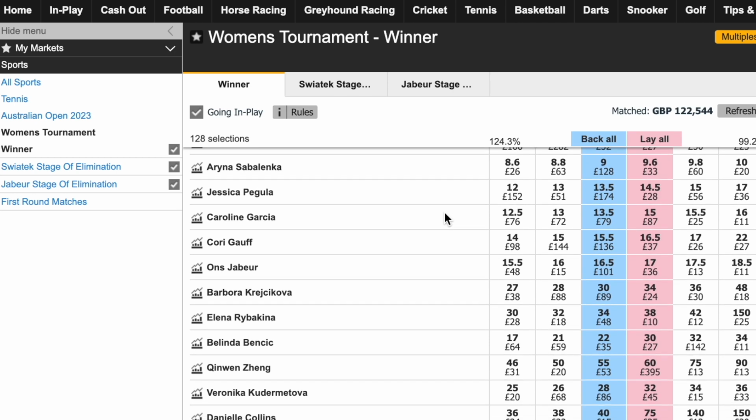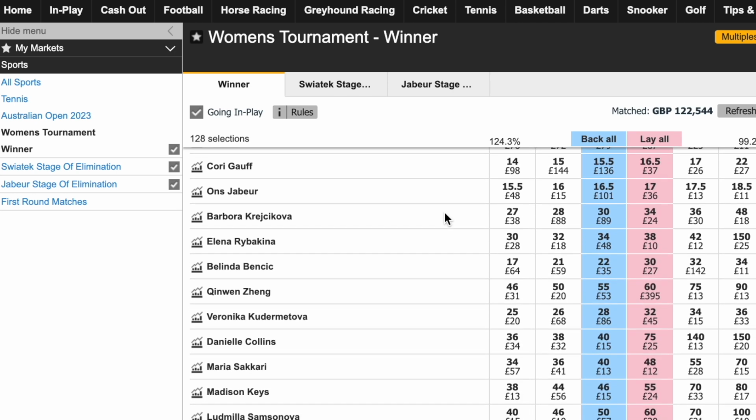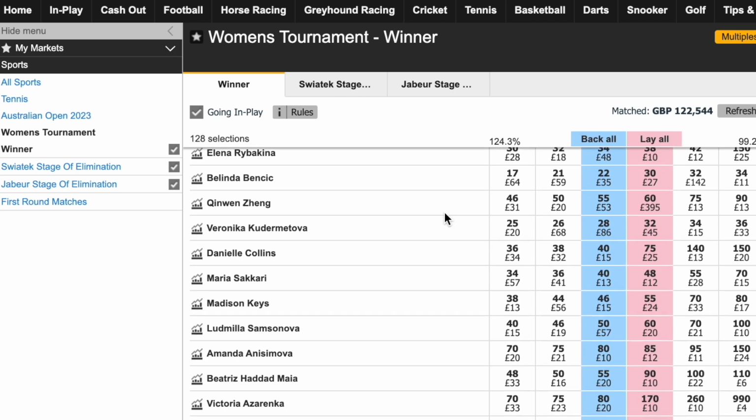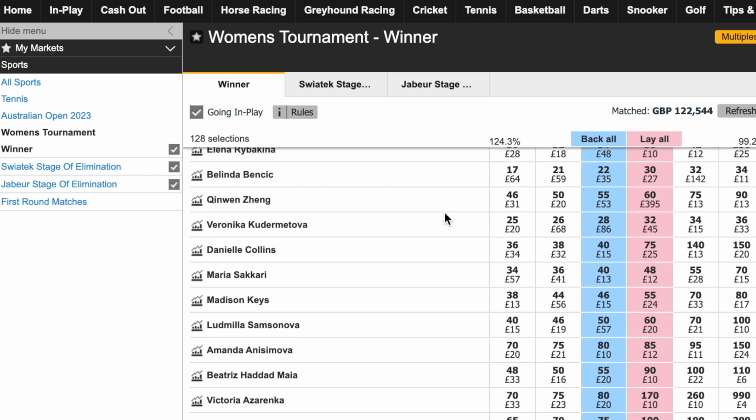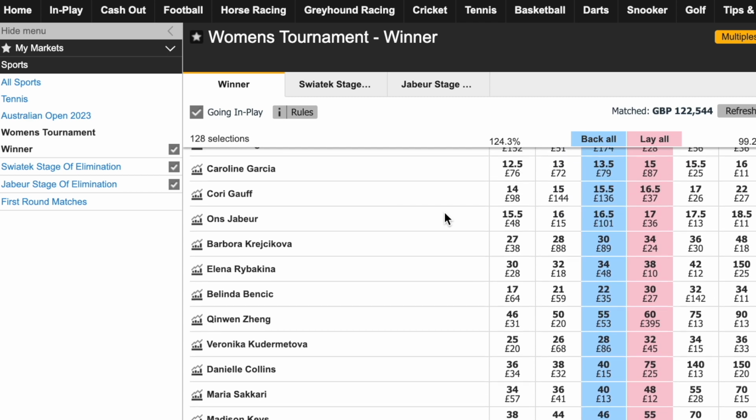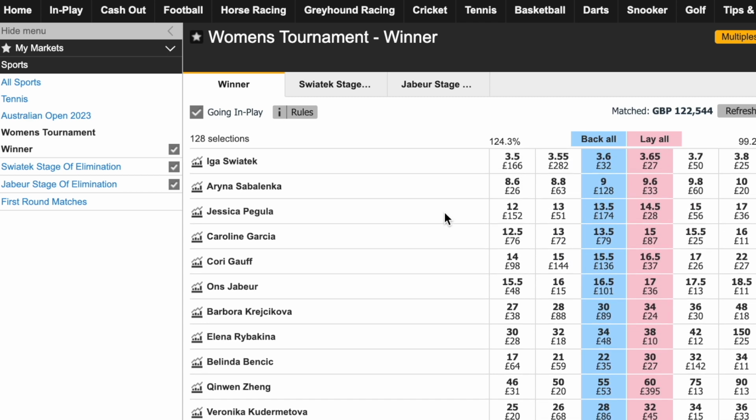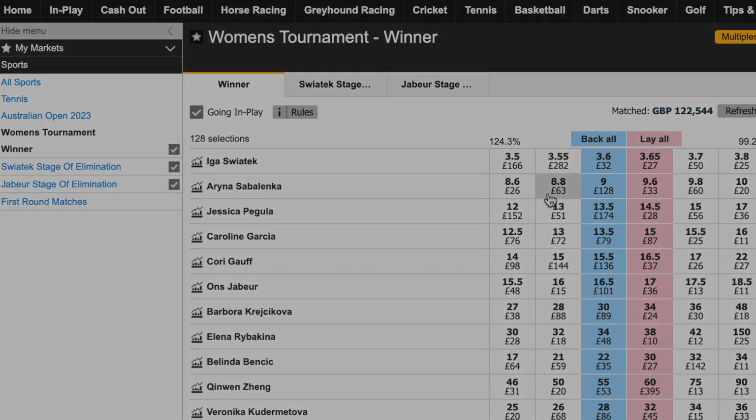And just to throw out a disclaimer here, these are my selections. All trading carries risk, and therefore I'm not recommending you follow my trades, but of course it's up to you if you do or not. Now I hope you enjoy the Australian Open as much as I will, and happy trading.